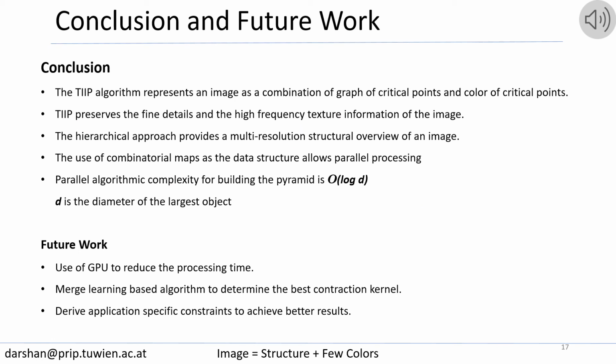To conclude, the proposed TIIP algorithm represents an image as a combination of a graph of critical points and the color of the corresponding critical points. It preserves the fine details and the high frequency texture information of the images. The hierarchical approach provides multi-resolution structural information of the image. Use of combinatorial maps as the data structure permits parallel processing to further reduce the computational time. The parallel algorithmic complexity for building the pyramid is in the order of log d, where d is the diameter of the largest object.